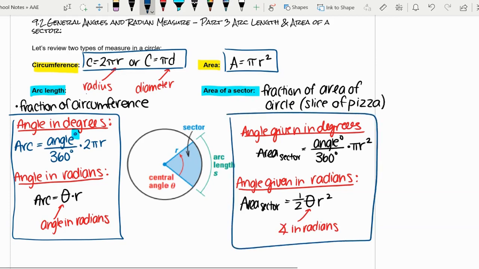All right, so I'm going to leave that there for a second. If you guys need to take a screenshot or copy anything down, feel free to pause. And I'm going to do 2 examples using these formulas.